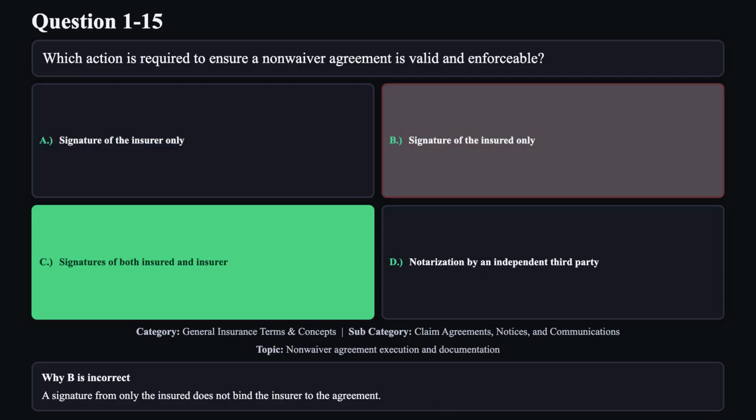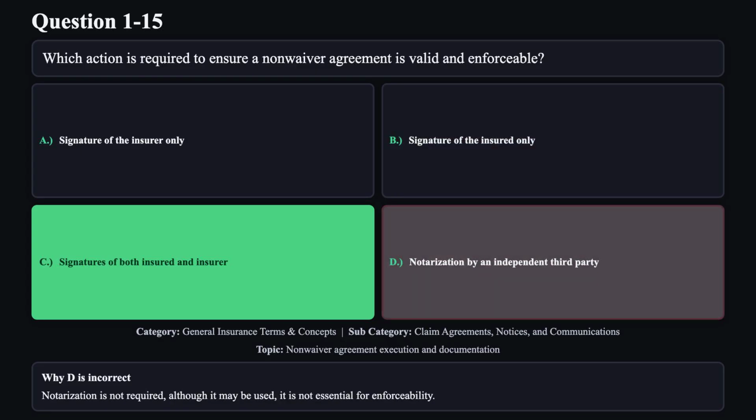Reason B is not correct. A signature from only the insured does not bind the insurer to the agreement. Reason D is not correct. Notarization is not required. Although it may be used, it is not essential for enforceability.